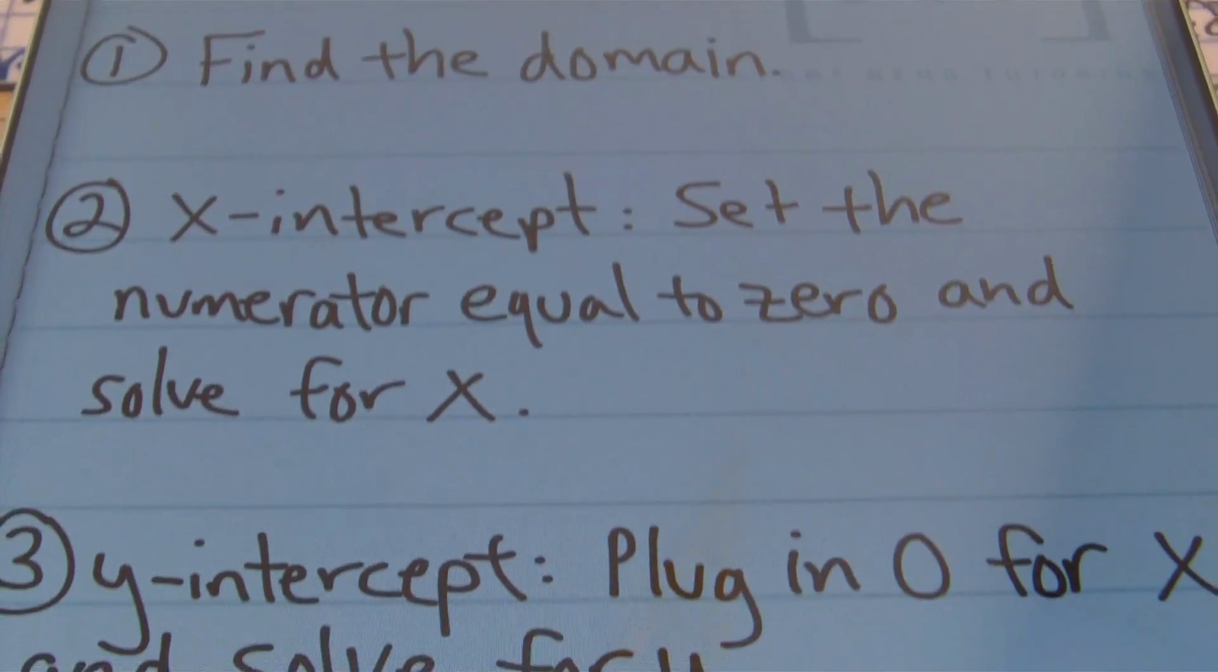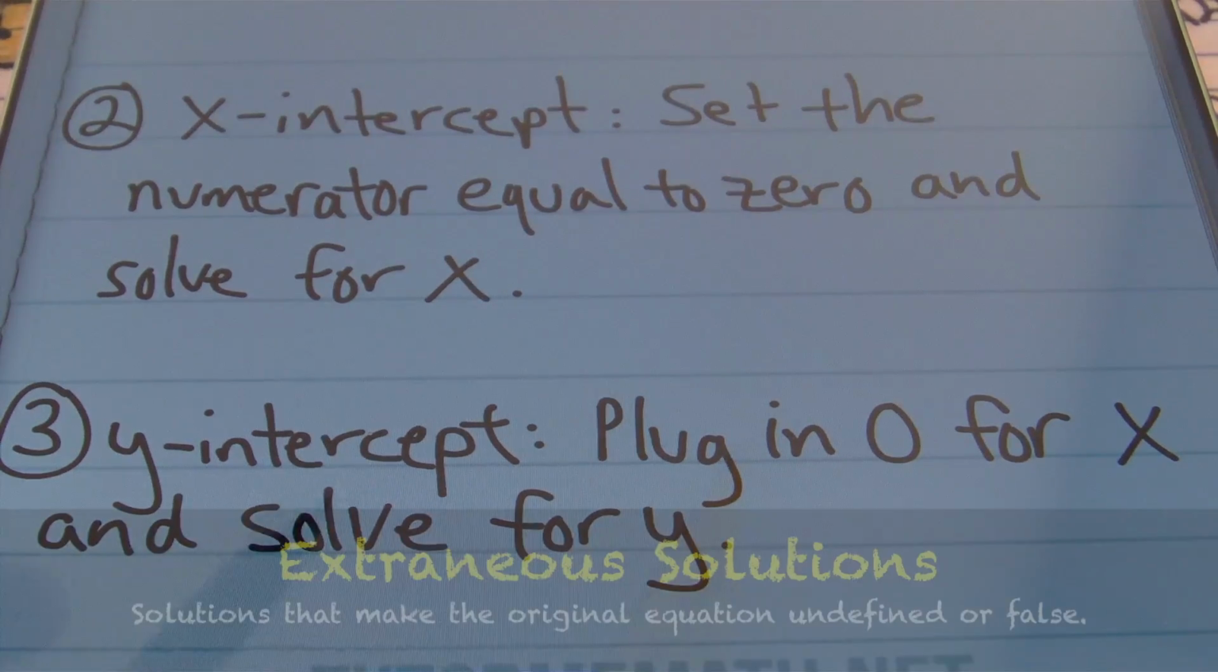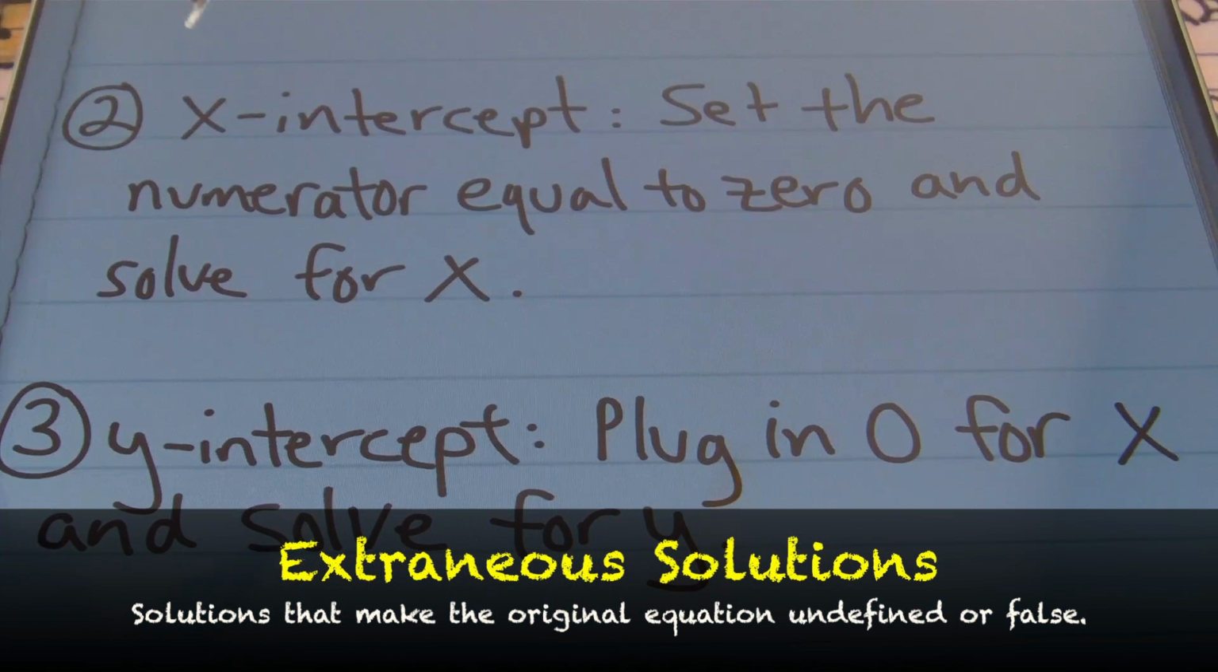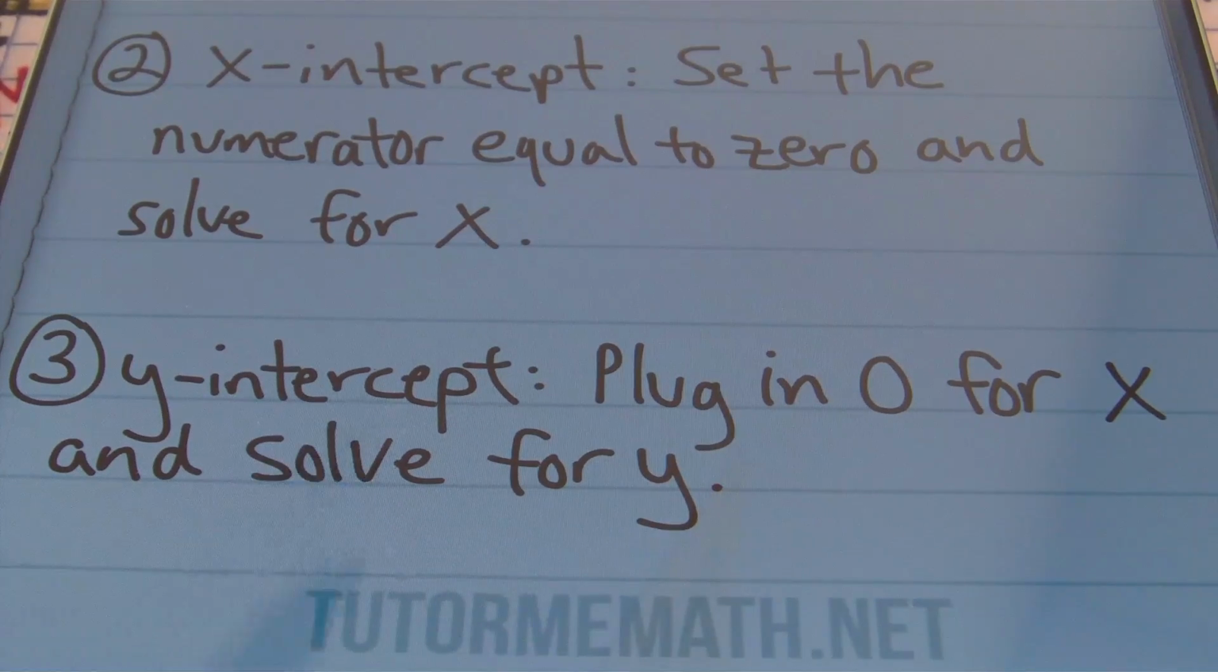Secondly, in order to find the x-intercept, set the numerator equal to 0 and solve for x. And then you'll want to check for extraneous solutions. In other words, you want to guarantee that that value of x is within your domain, in other words, what x can be. As far as your last step is concerned, finding the y-intercept, just plug in 0 for x and solve for y. That's it. That's all you have to do.